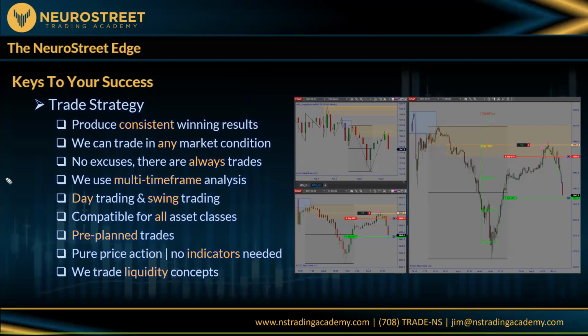So multi-time frame analysis that paints the big picture. You can use this for day trading or swing trading. All you do is change out the charts for bigger time frames. So like here we have a 240, a 60, and a 15 minute. Maybe swing traders are looking at weekly, daily, and 4 hour. So you want to swing trade Forex? Great. Want to swing trade crypto? Super. What about stocks, ETFs? Yeah, absolutely. It's compatible for all asset classes. So it doesn't matter what you trade. It works on everything. If there's trades there, you'll get them.